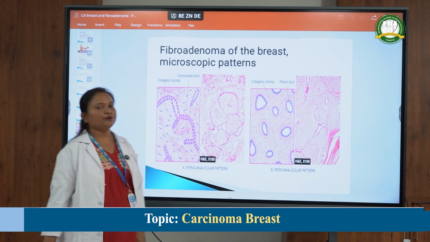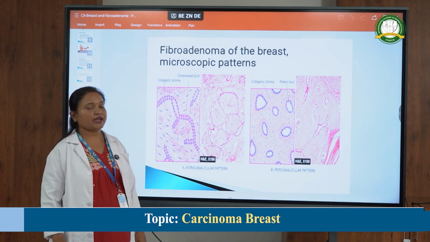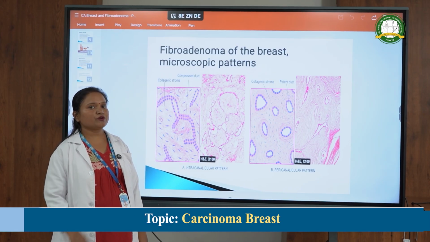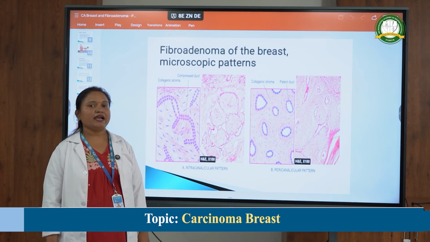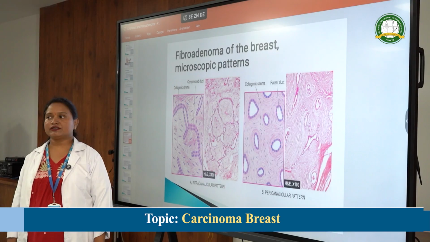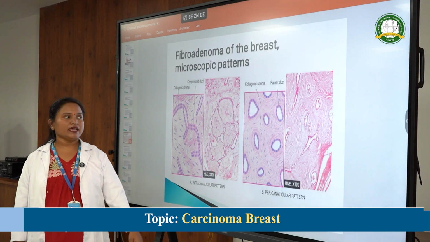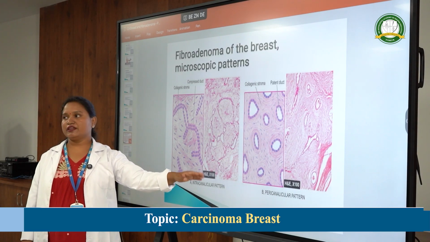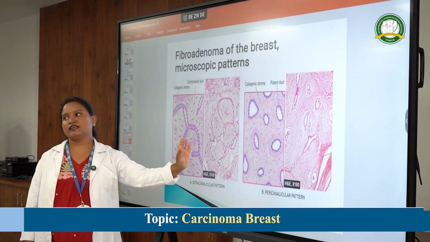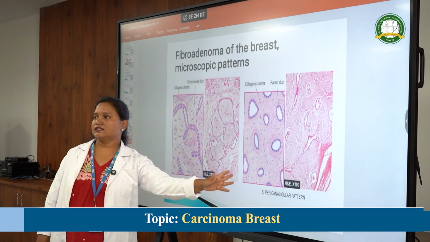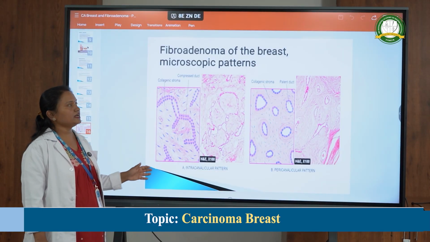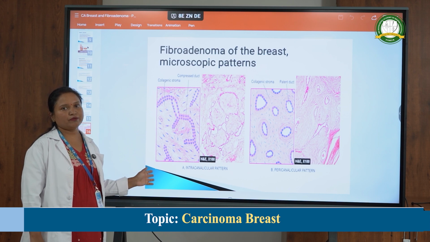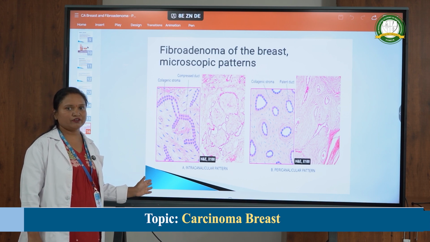So these are the two characteristic features of the microscopy of fibroadenoma. One is the intracanalicular pattern and the other is the pericanalicular pattern. I hope you have understood, and you can make out the picture very well. Here the ducts are compressed, and here the ducts are dilated and surrounded by the stroma. So these are the benign tumors. Fibroadenoma is one of the benign tumors of the breast.